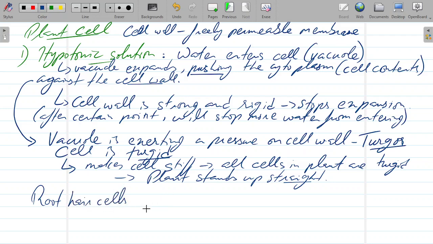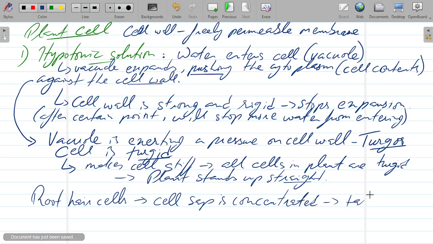So you have root hair cells, right? And the cell sap is concentrated, which means it has a lower water potential. And so it takes up water from the soil by osmosis.